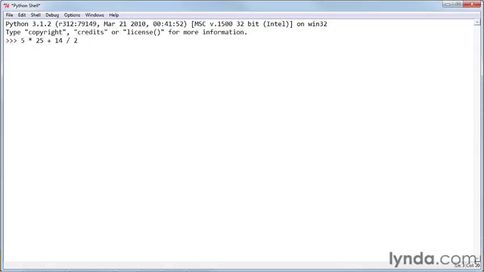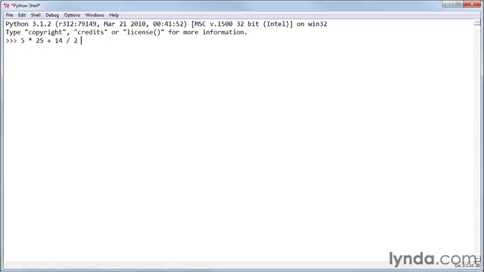Maybe you didn't code it yourself, maybe somebody else did, and you're looking at some code and you see that and you say, is that 5 times the sum of 25 plus 14 with the result of that divided by 2? Or is it 5 times 25 plus the result of 14 divided by 2? Or some other combination? The answer to this question lies in the subject of operator precedence.